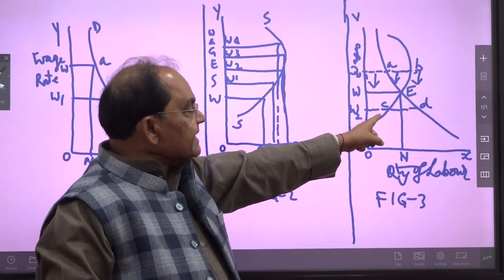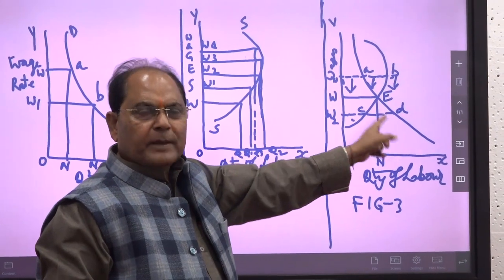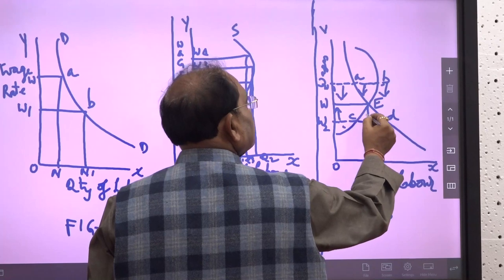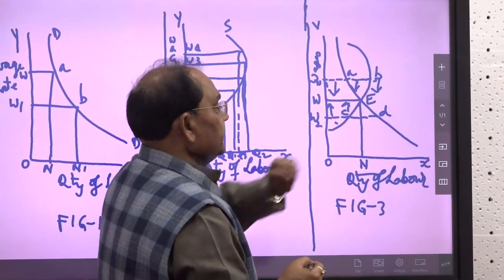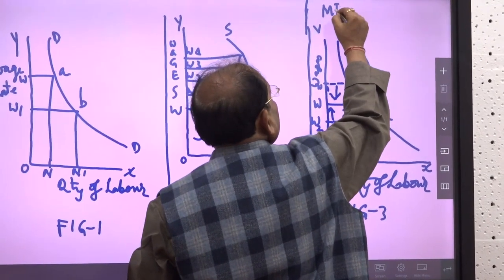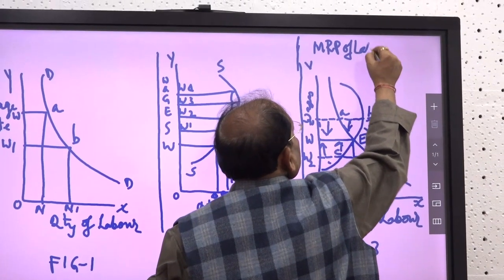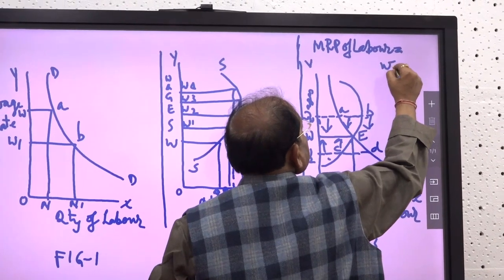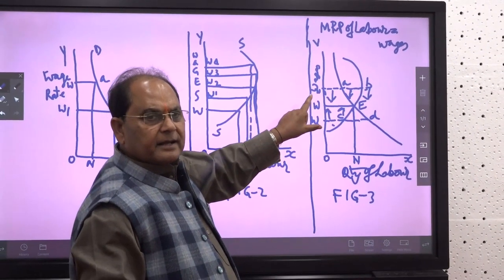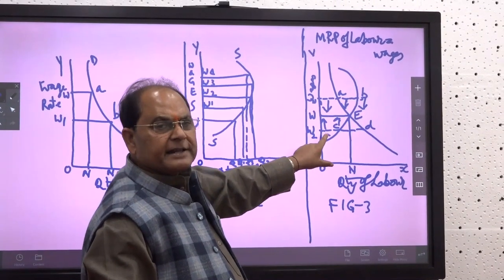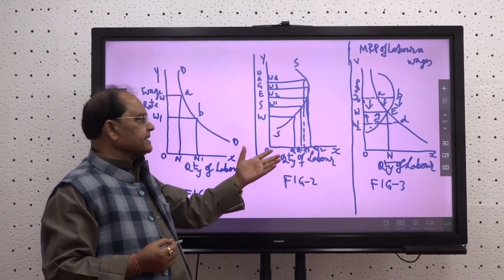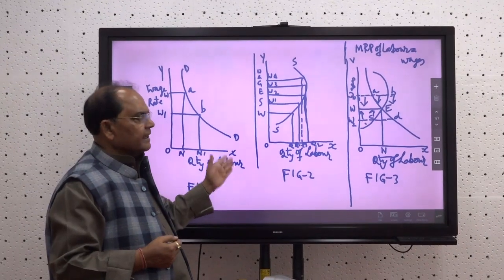So what do we have? Less of supply and more of demand. When supply is less and demand is more, that means wages will have a tendency to rise upwards. They will go up and get restored at E only. So E is such an ideal point where the marginal revenue productivity of labor, MRP of labor, is equal to wages. That means this OW wages, which is being paid to the worker, is also equivalent to the revenue productivity. So this is how the wages are determined with the help of the demand force and the supply force.